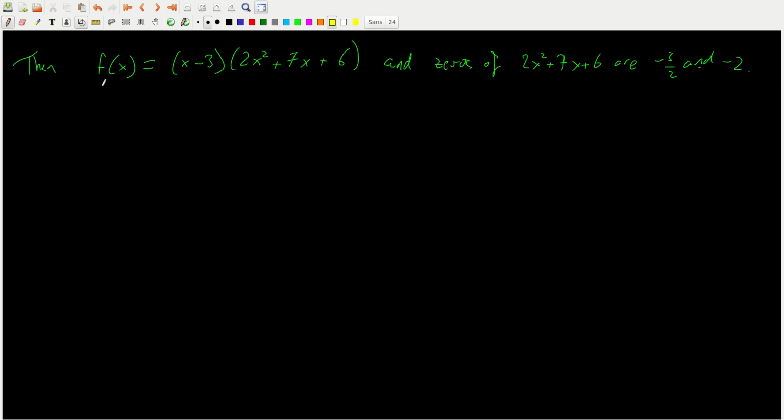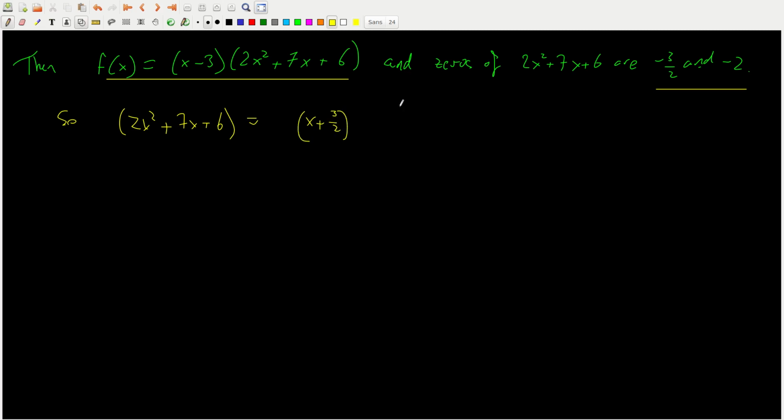So we factored this f into a linear and a quadratic term, and we've got the two zeros of the quadratic, and if they're zeros of the quadratic, by the factor theorem, we can write the quadratic itself, 2x squared plus 7x plus 6. That quadratic must equal something that involves the zeros, in other words, the factors. Because if negative 3 over 2 is a 0, then by the factor theorem, x minus negative 3 over 2, or x plus 3 over 2, is a factor. And if negative 2 is a 0, then x plus 2 must be a factor.